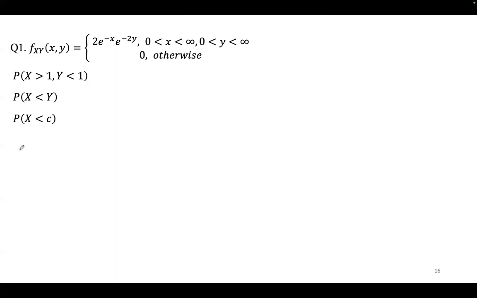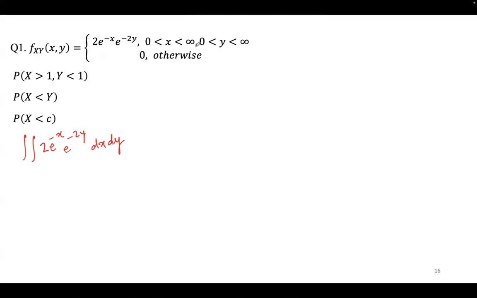So whenever you want to calculate probabilities that are less than or more than, you'll integrate, right? For continuous random variables, anyway, we need to integrate. Point probabilities don't make sense. So we are going to integrate. We have two ranges. So we'll write it like this: 2e to the power minus x, e to the power minus 2y, dx and dy. So the inner integration, let's first write it in terms of x.